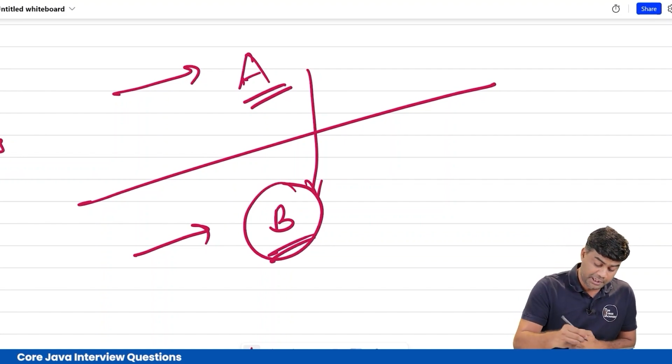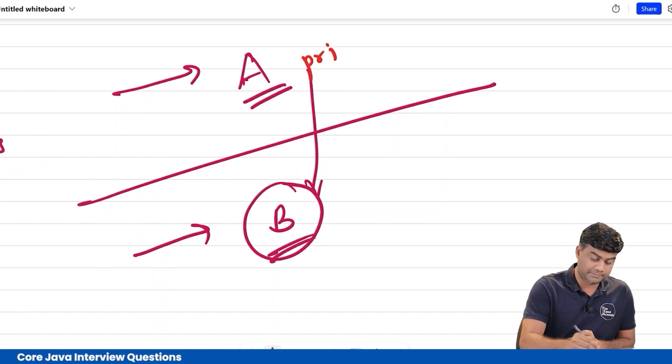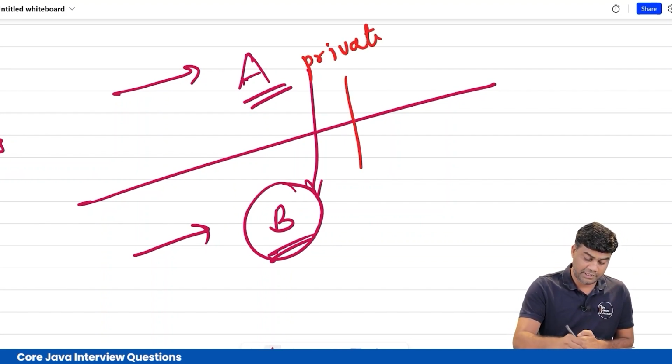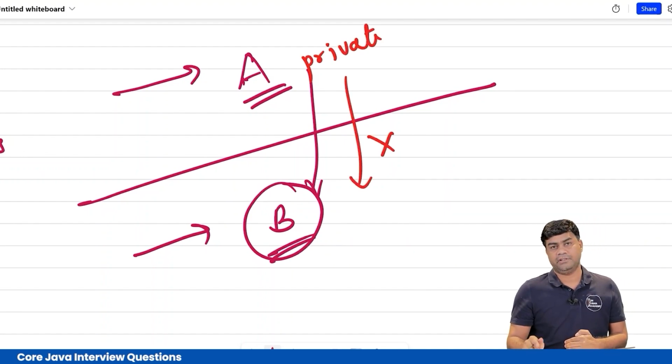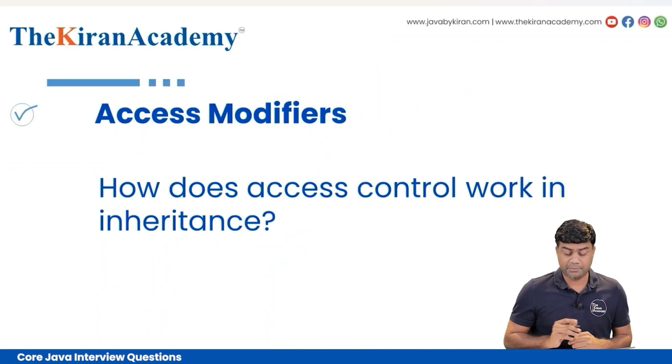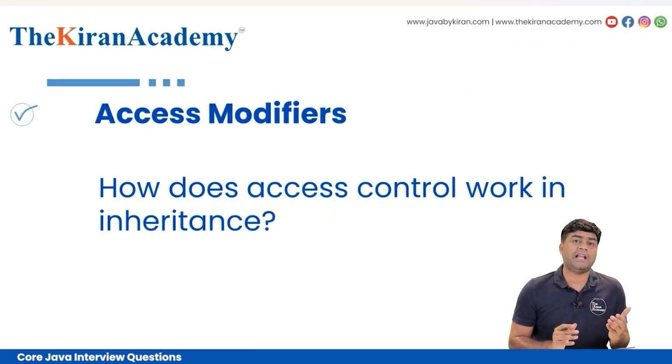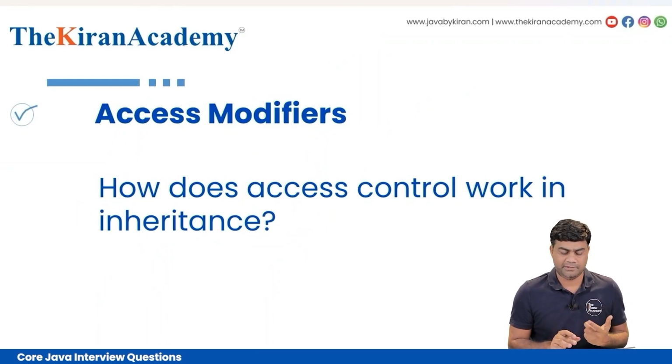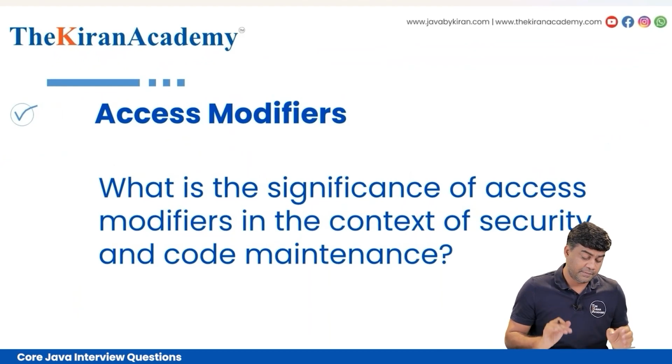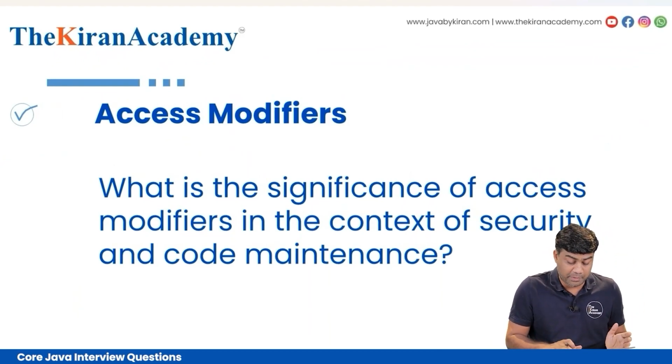Like that you should bring. If something is private here, then it will not inherit it. So consider, even if inheritance is there, things which can be inherited will only be inherited. It depends on the access specifiers. What is the significance of access modifier in context of security and code maintenance?